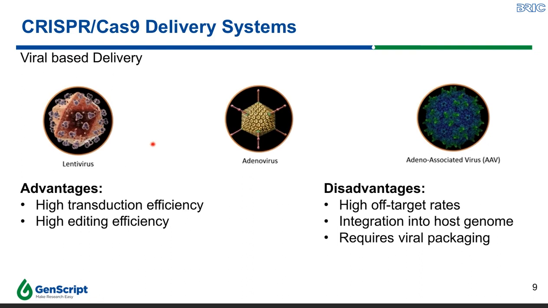So the viral-based delivery method relies on the use of a lentivirus, an adenovirus, and the AAV vector. The viral-based delivery method is commonly used due to its high transduction and editing efficiency. But the studies have shown that the use of the viral-based delivery method may cause high off-target rates, and its ability to integrate the virus genome into the host genome and cause disease onset has raised concerns among the researchers. Additionally, the use of a viral-based delivery approach requires a viral packaging step, which could be a pain point for some of the laboratories that do not have an equivalent setup to handle the viral packaging.